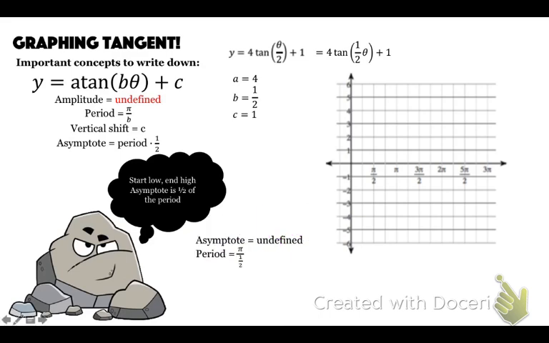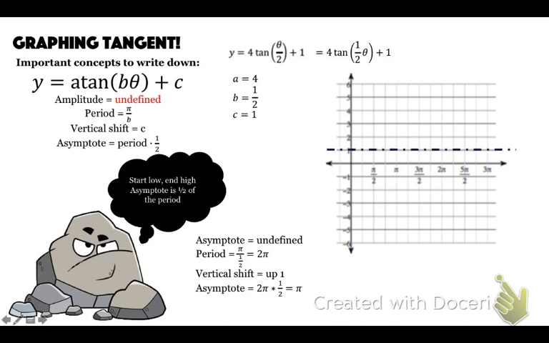Period is pi divided by 1/2. So it's really 1 divided by half. Well, how many times does a half go into 1? Goes in twice, so that's 2 pi. Vertical shift is up 1, and the asymptote is the period times a half, so 2 pi times 1/2, which is pi.